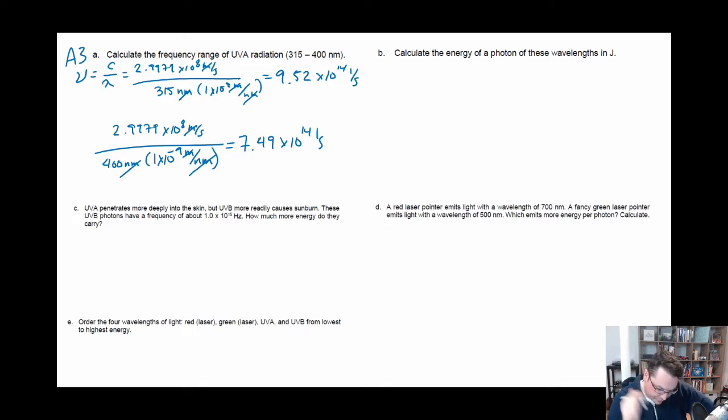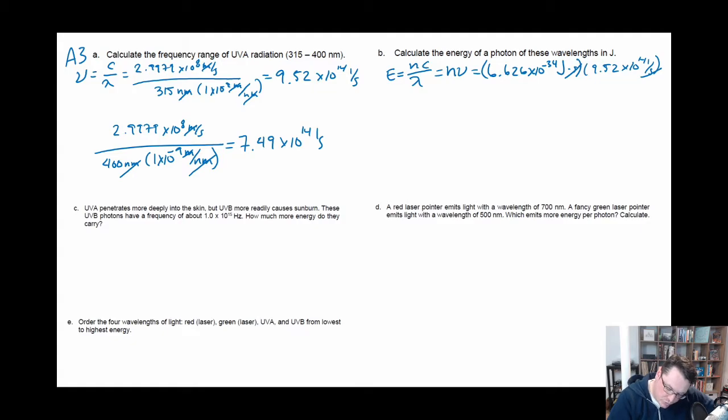So part B, calculate the energy of a photon of these wavelengths in joules. All we have to do for that is use the equation hc over wavelength, or we can also simply use the frequencies that we just calculated, which would simply be h times nu. In both of these cases, h is 6.626 times 10 to the negative 34 joule seconds. So if we use these values times 9.52 times 10 to the 14th per second, seconds cancel, so we only end up with joules.